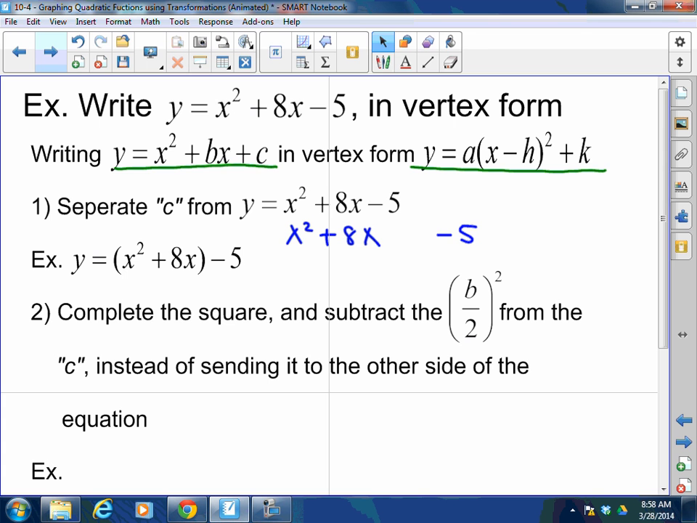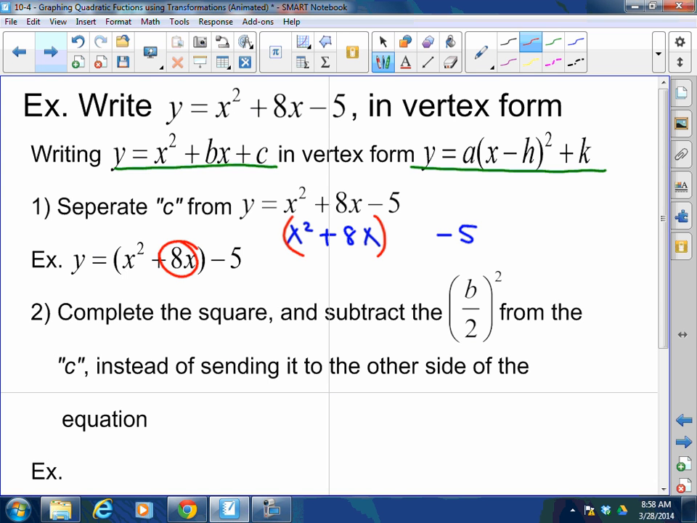Okay? And if you want, you can go ahead and encapsulate the x squared and the x together. You're separating the negative 5 from that term. Now, step 2: complete the square.